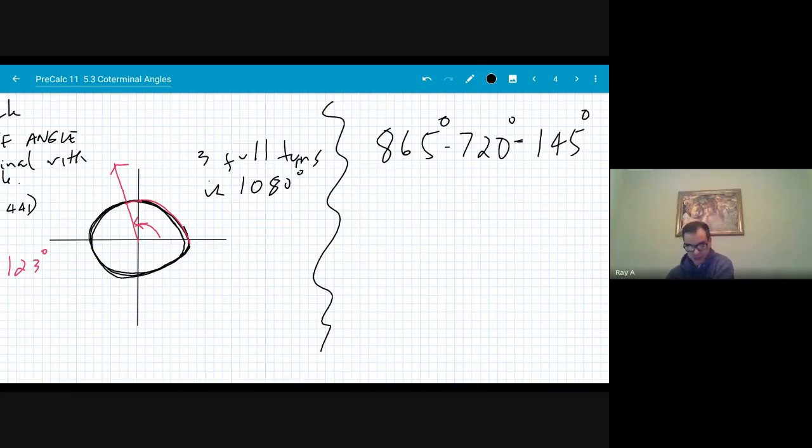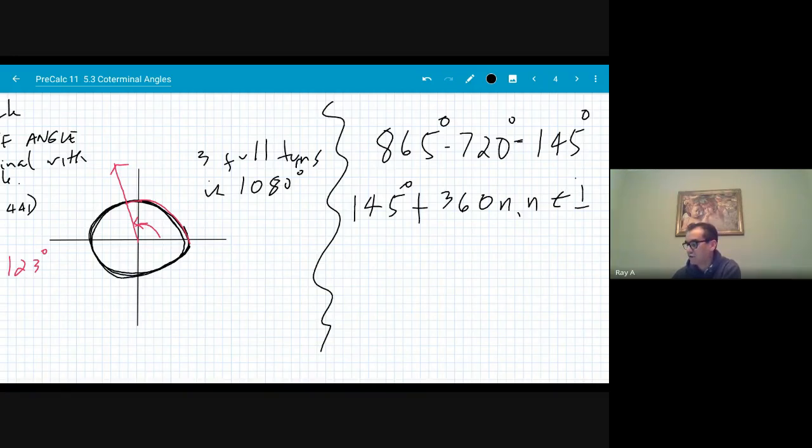Now, how do you find the expression for the measures of all the angles that are coterminal with this? Well, just like in the previous check your understanding that I did, 145 degrees is your principal angle. To find the next coterminal angle, you add 360, and then you add 360 again, and again. Or it's just adding 360n.